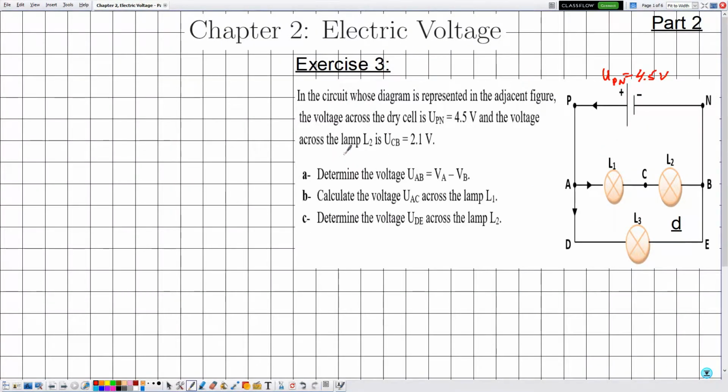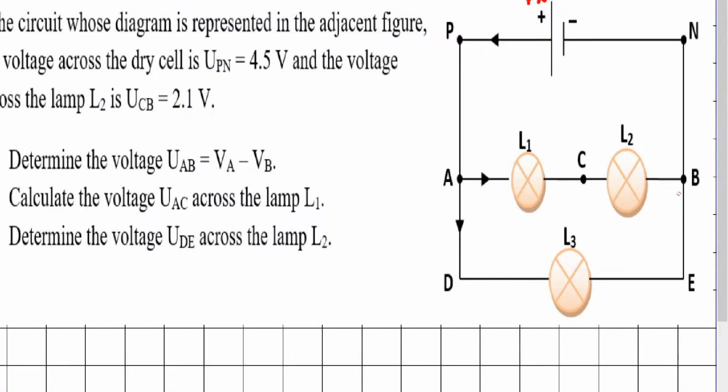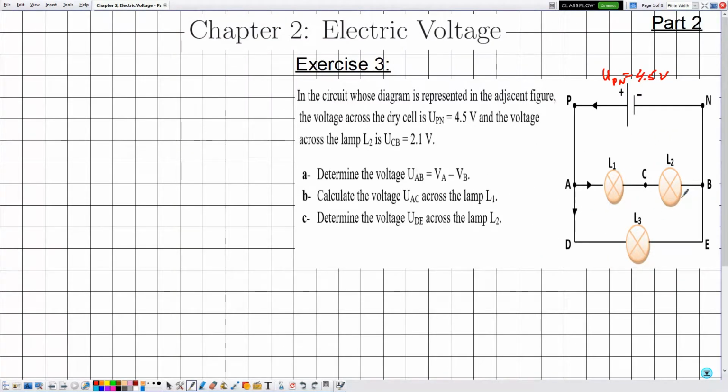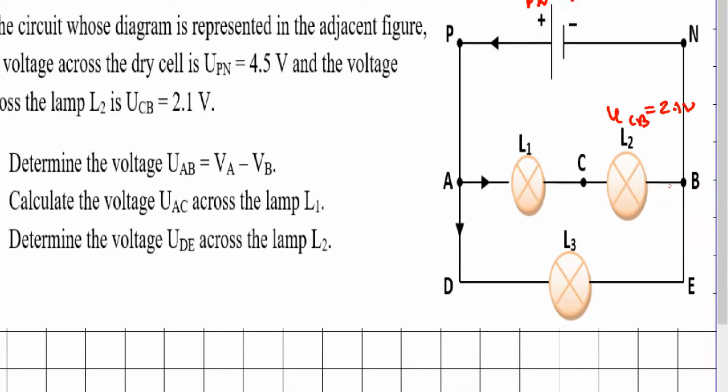And the voltage across the lamp L2, which is UCB, is equal to 2.1 volts. So here we have 3 electric components and they are given by the lamps L1, L2 and L3. We have that the applied voltage UCB is equal to 2.1 volts. Now in part A, they are telling me to determine the voltage UAB, which is VA minus VB.